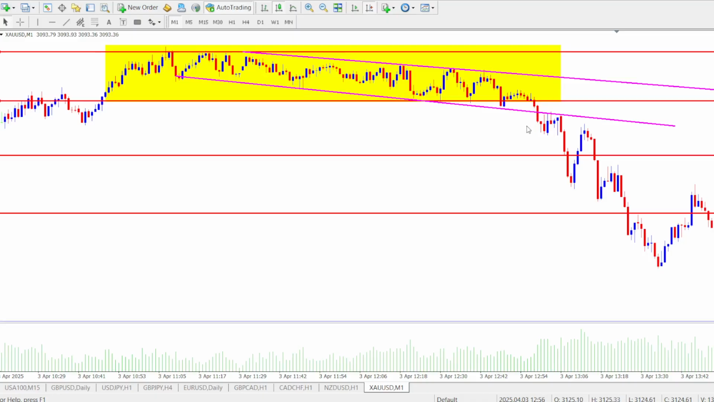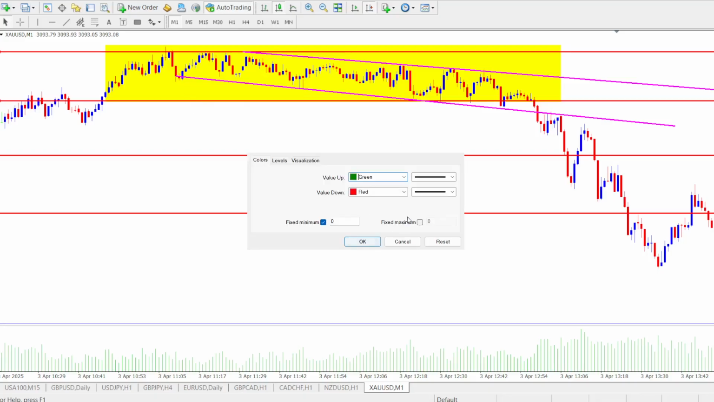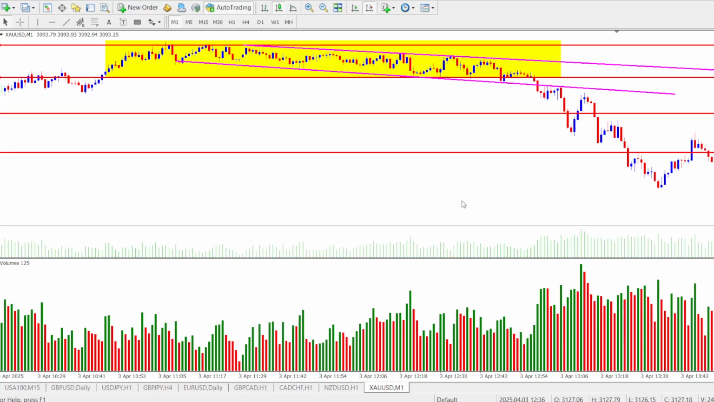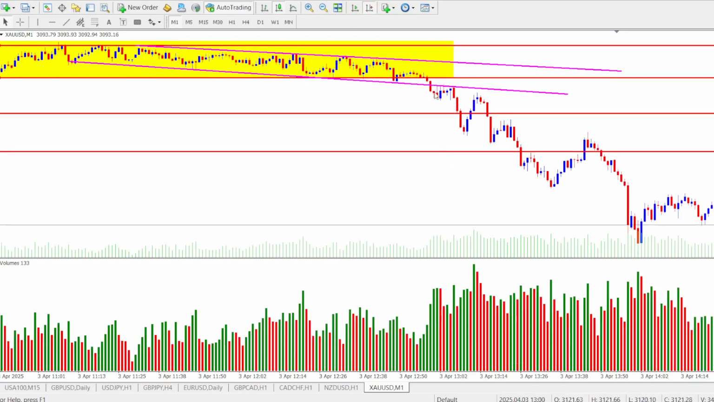Now, the second step is to check volume. A breakout with strong volume is more likely to continue moving in your favor.